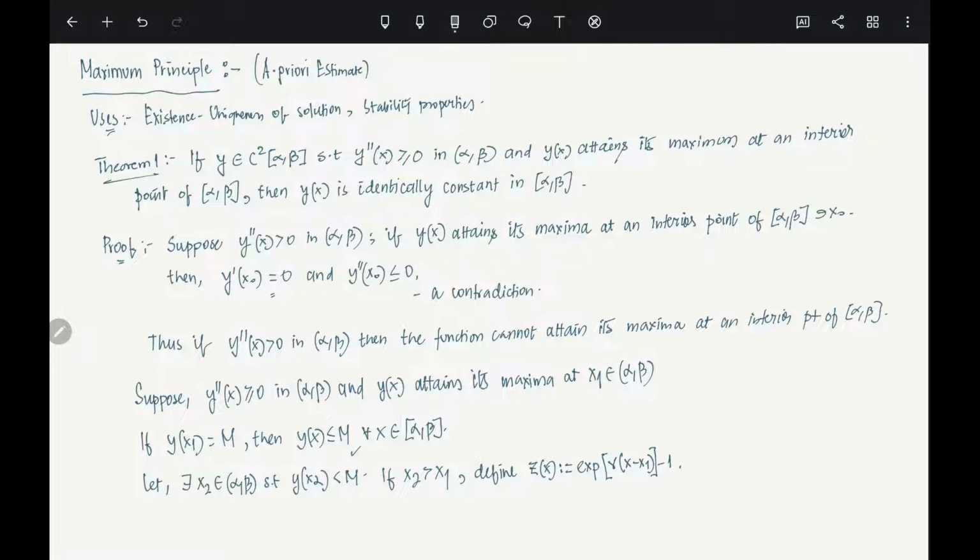We want to use this fact for the next part. So for the next part, let's say we know that there are some points where y double prime can be 0 also, right? So what we are doing is we are building a new function like this. Okay, and what happens is this. If we build z like this, what we have is this.